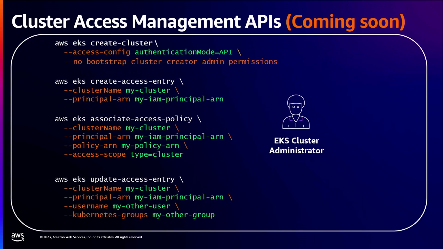And what this API ends up looking like, if you're familiar at all with the AWS CLI, is you'll create the cluster and you'll set the authentication mode. I'll show that in the demo in a second, what that looks like. And then you'll be able to create what we call access entries, and then associate those with policies. And then post creation, you can always update that. So we'll go into the demo really quick, and I'll show you what that looks like.